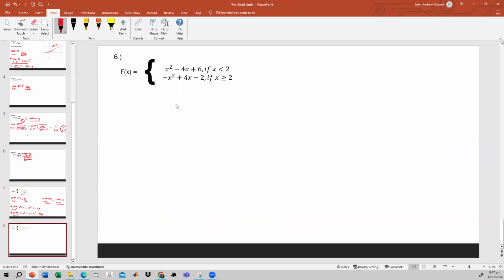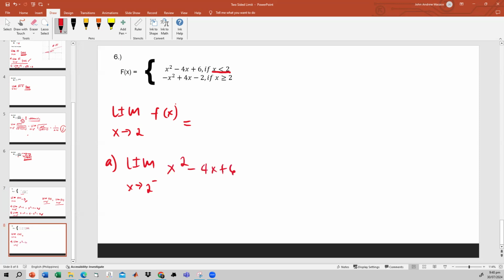Okay, how about this one? Again, how are we going to prove this using the two-sided limit? You just need to write the limit of f of x as x approaches 2. This is the thing that we want to know, if this exists or not. So we just need to check it first from the left side limit, which corresponds to the left of 2. That's how we denote it. Then we'll use the corresponding function to it.